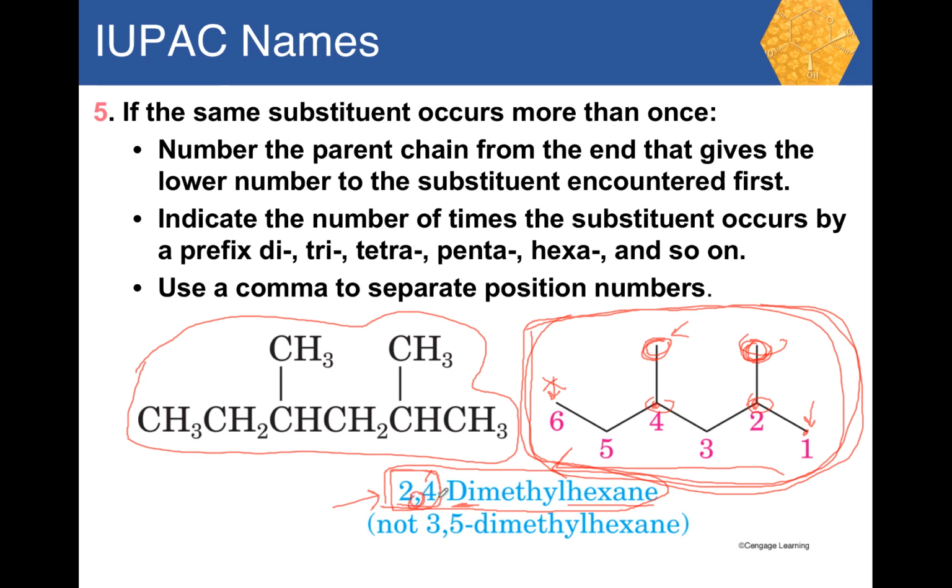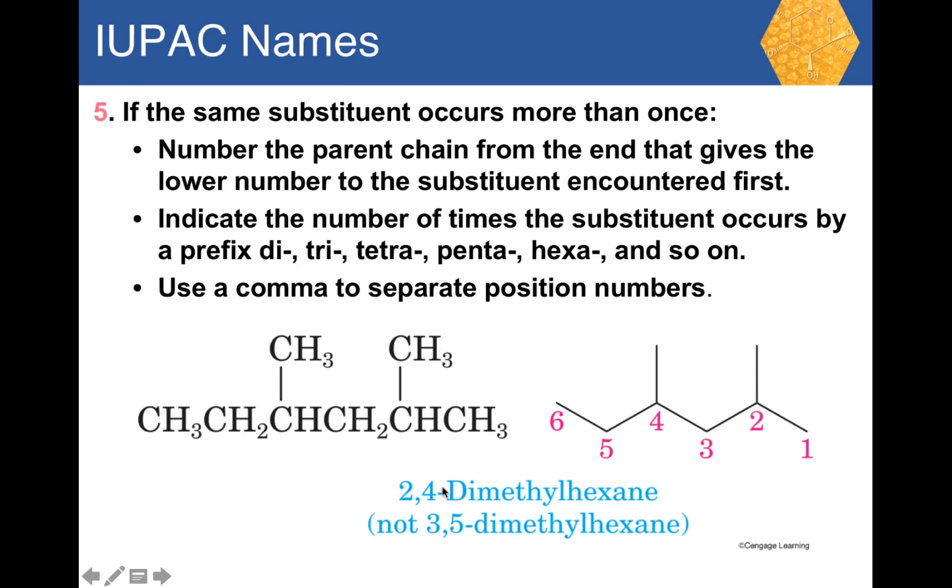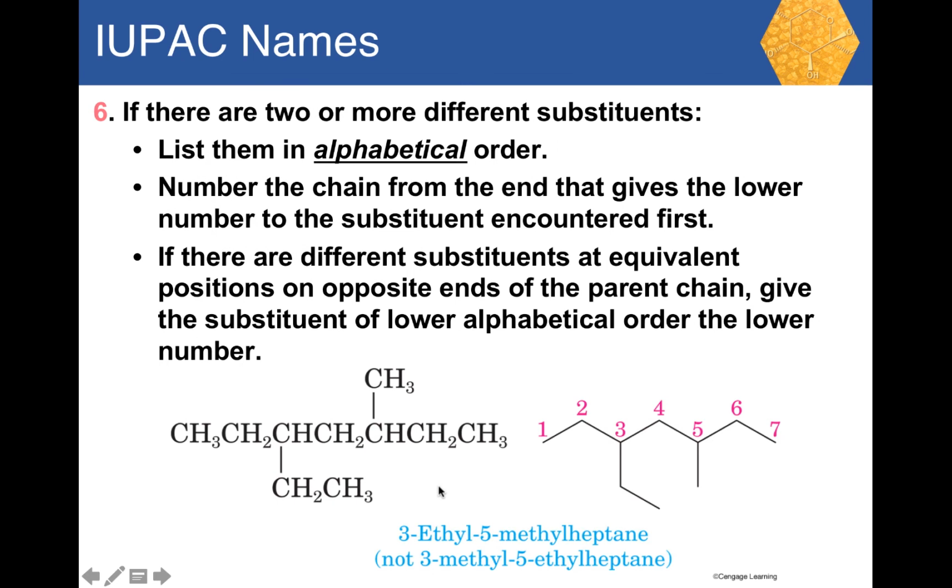I should point out the numbers are separated by a comma. Make sure you write that in. And numbers and letters are separated by a dash. So let me clear that so you can see it. Again, numbers are separated by a comma, and numbers and letters are separated by a dash. Very important in the nomenclature of organic compounds. Let's continue with the rules.